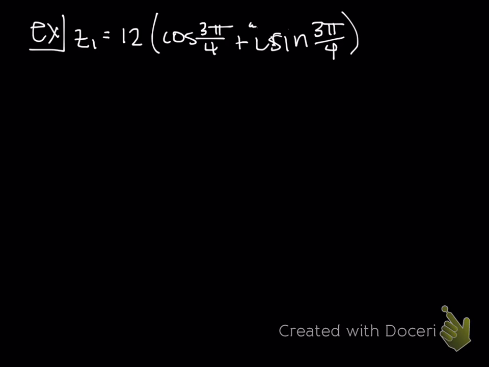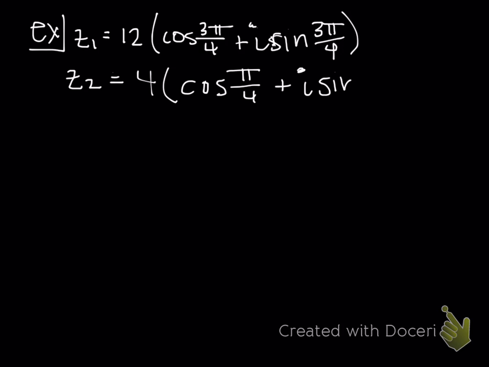Z1 is equal to 12 cosine of 3 pi over 4, I can't get this pi right, plus I sine of 3 pi over 4. So that's our one coordinate. And our second coordinate, z2, is equal to 4 cosine of pi over 4 plus I sine of pi over 4.